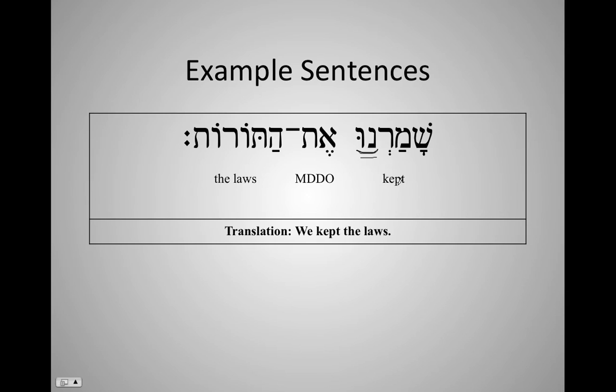Now in that case, "we" becomes the subject. It's specified in the ending. We kept, and in that case we just translate it. There is no special subject that follows the verb in that case. So we kept, note the mark of the definite direct object. What did we keep? Ha-torot, the laws, becomes the object of the verb there. Ha-torot. Note the definite article prefixed there.